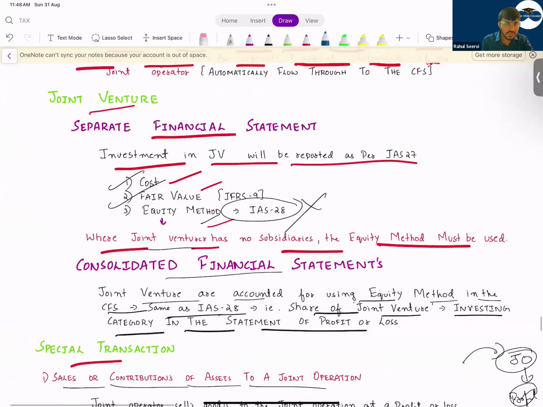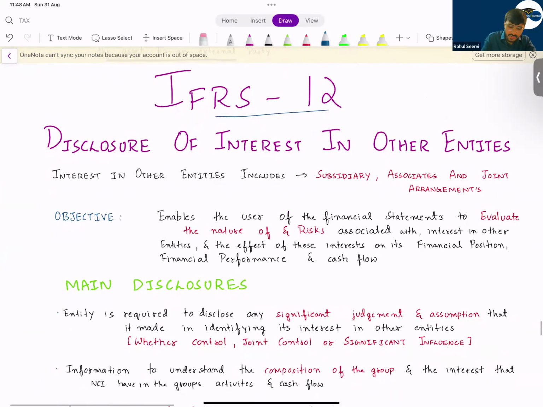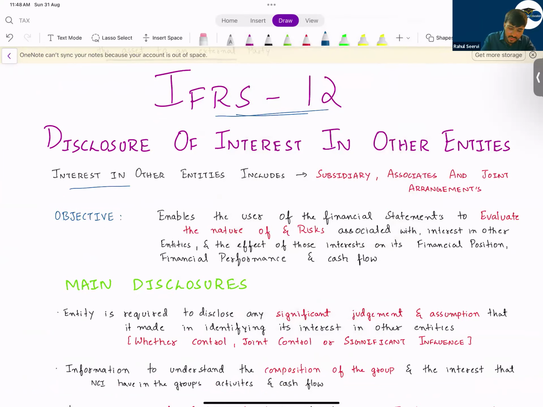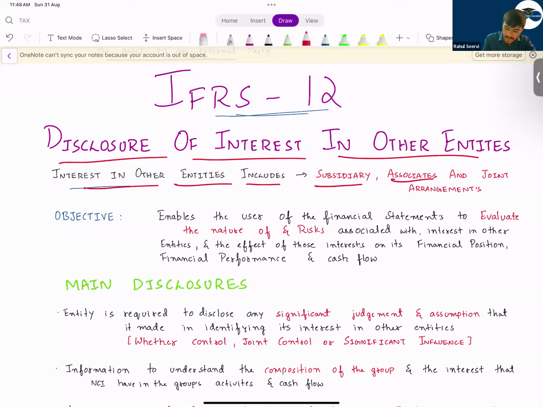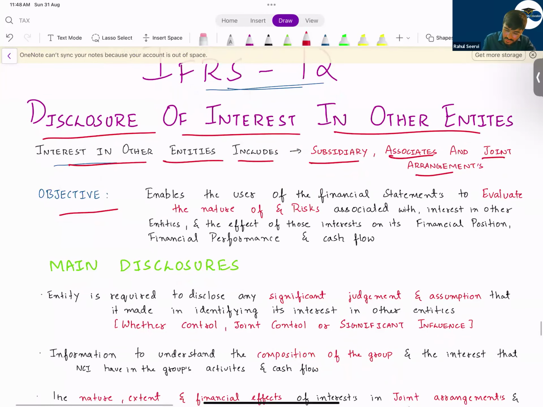Then coming to IFRS 12, disclosure. Not so important, but let us see the 5 to 6 basic points. Now IFRS 12 is what? Disclosure of interest in other entities. Interest in other entities includes subsidiary, associate and joint arrangements. The objective is to enable users to get the information to make the right decision, and it will help them to identify what the risk is, etc.